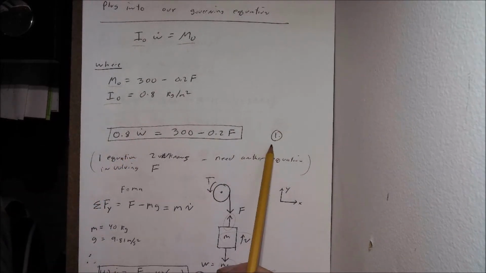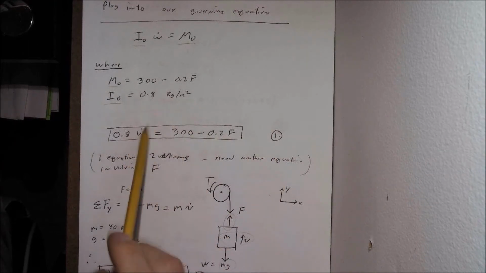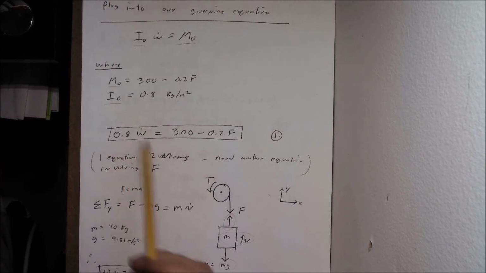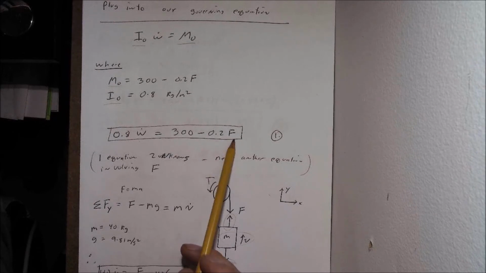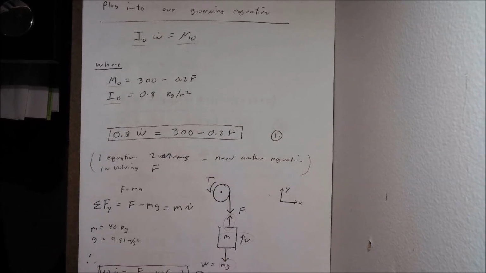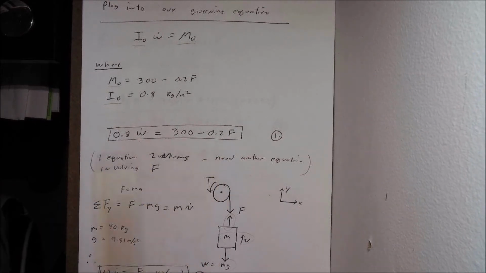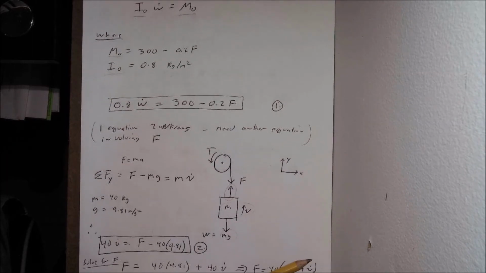So I've started a labeling system here where this is my first equation within my solution, where I plugged my known values back into our governing equation. We get now 0.8 omega dot is equal to 300 minus 0.2 F. Now the thing I note about this is I have two unknowns in one equation. I don't know my omega dot and I don't know my F, so we need some other relationship to relate these two together, or relate them to another variable that we can solve for.